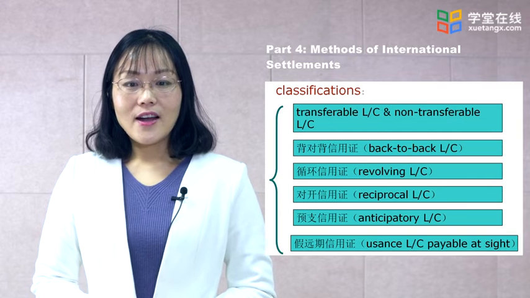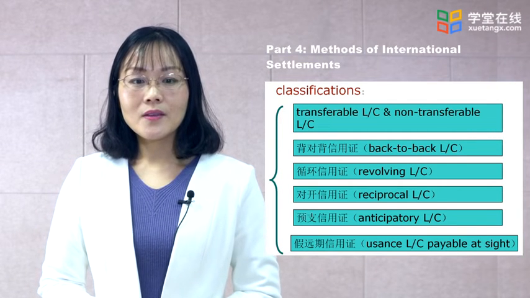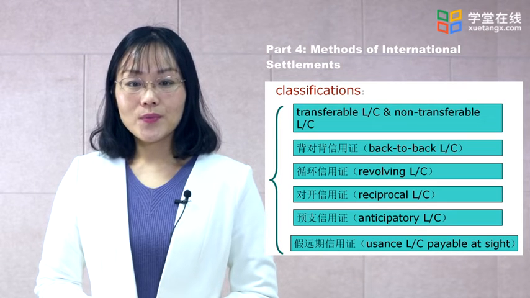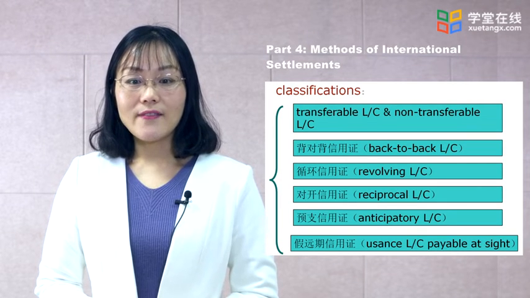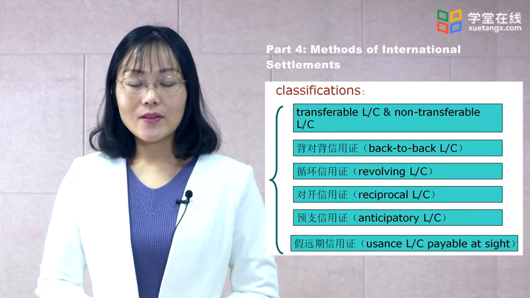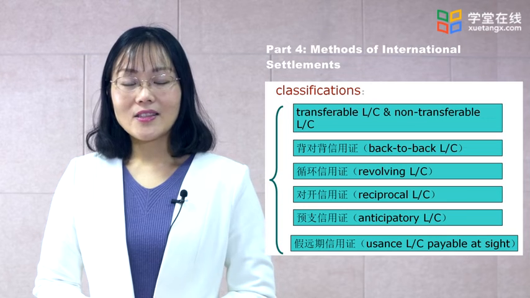Or such a sentence can also be used. For example, we hereby authorize you to make such advances, which are to be repaid with interest from the payment to be made under the credit.